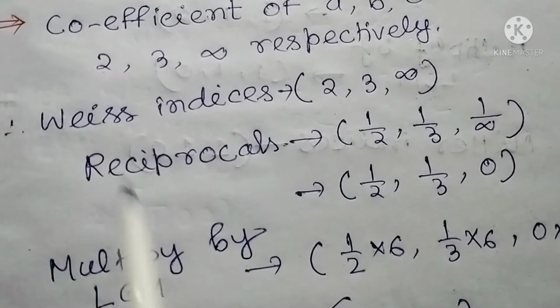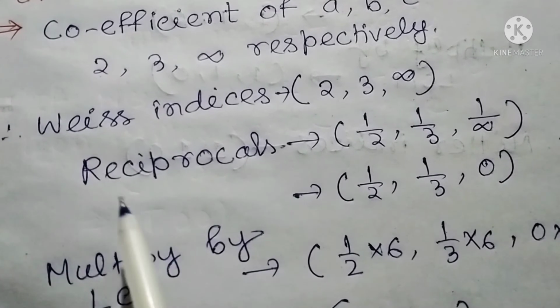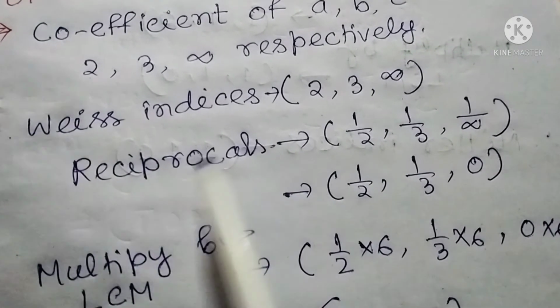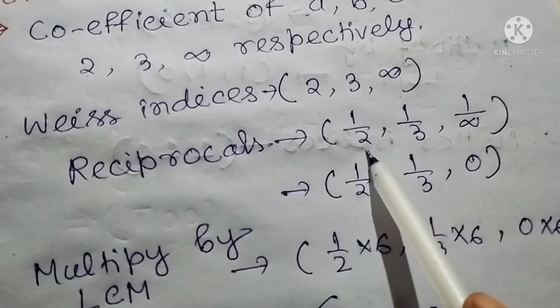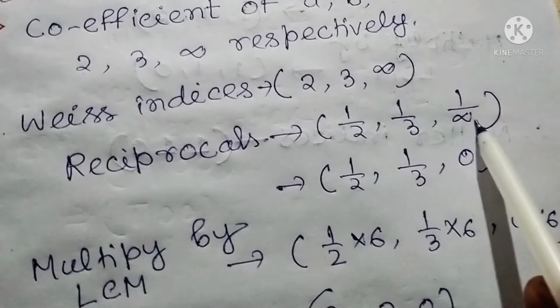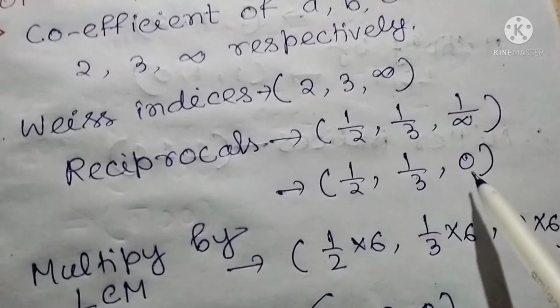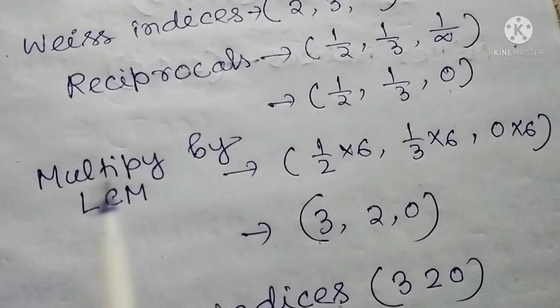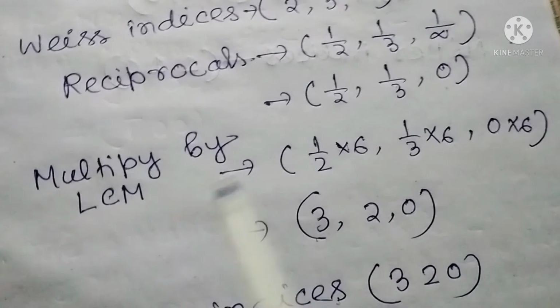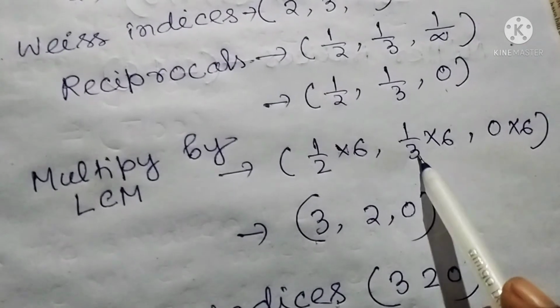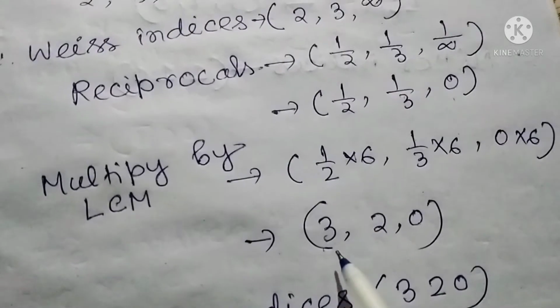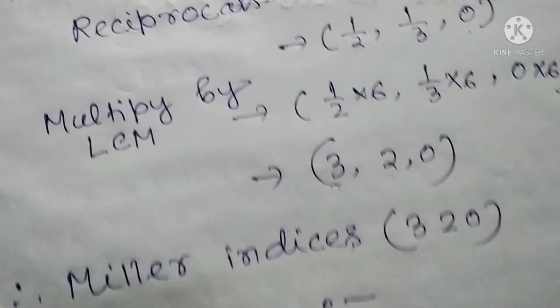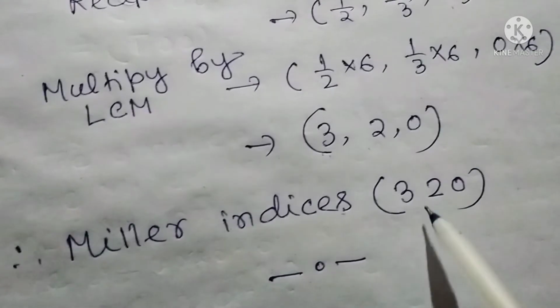Now, we want the Miller indices. So, first we make reciprocals of the Weiss indices: half, 1/3, 1 by infinity. That means half, 1/3, 0. Multiply by the LCM: half into 6, 1/3 into 6, 0 into 6. So, we get 3, 2, 0. So, the Miller indices are 3, 2, 0.